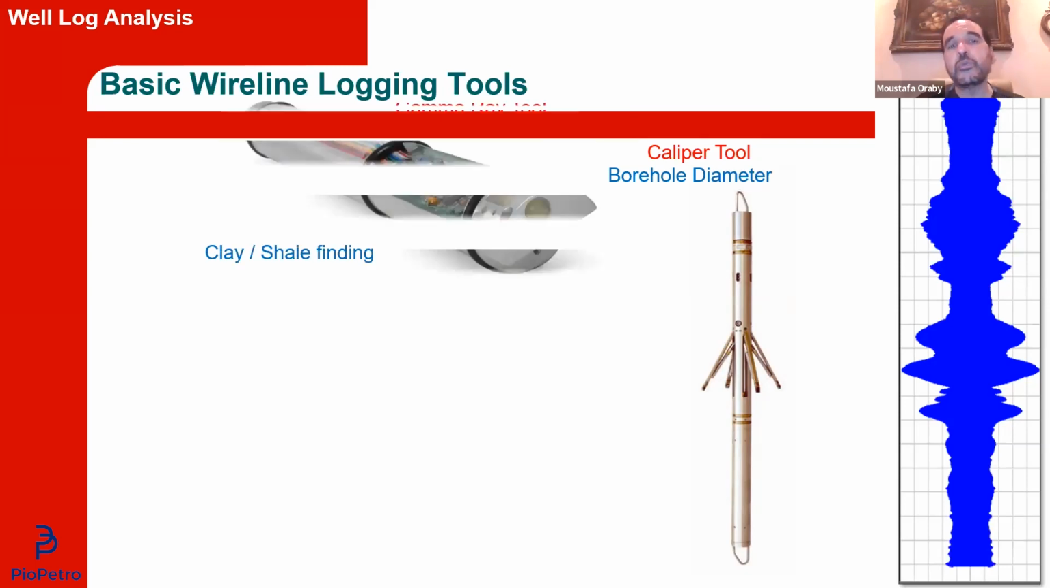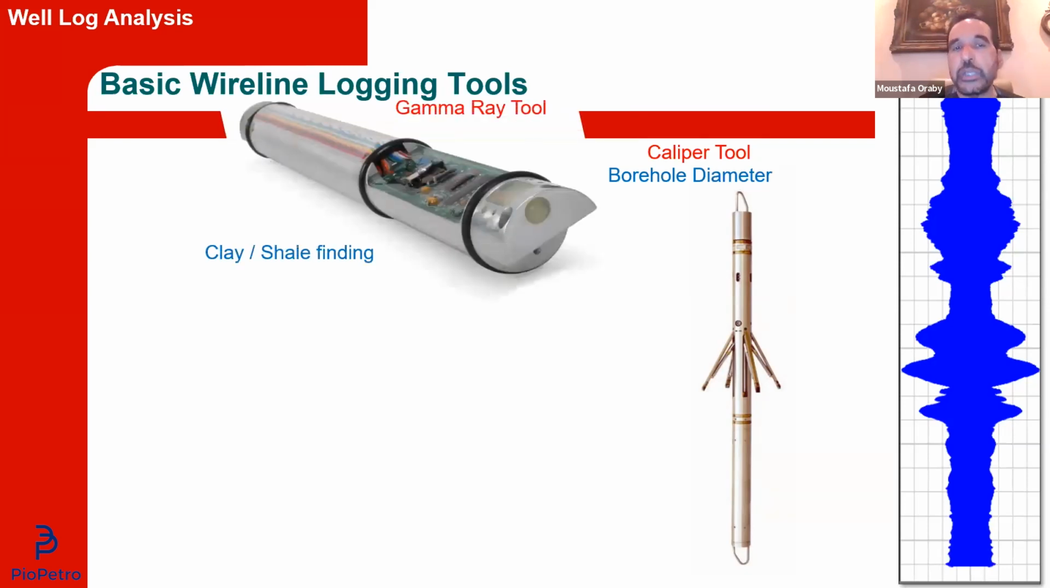Then we run another tool, which is called the gamma ray tool, either a total gamma ray tool or a spectral gamma ray tool. It depends on what you want to do. In this case, we'll go only for the total gamma ray tool, which measures the total activity, or gamma ray activity, of the rock that we are facing. This tool is called the gamma ray tool. So the second tool, and the most important, is the gamma ray.